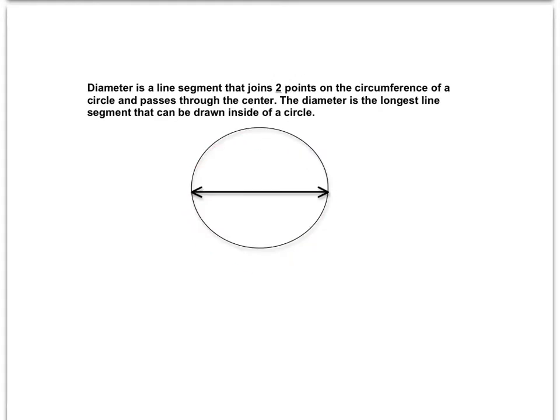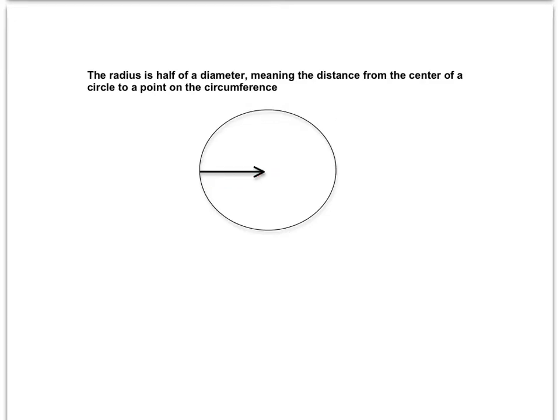And diameter is a line segment that joins 2 points on the circumference of a circle and it passes through the center. And the diameter is the longest line segment that can be drawn inside of a circle. The radius is half of a diameter, meaning the distance from the center of a circle to a point on the circumference. So just a reminder, diameter goes all the way across from one point on the circumference to another point on the circumference, passing through the middle. And again, radius just goes halfway to the center of the circle.